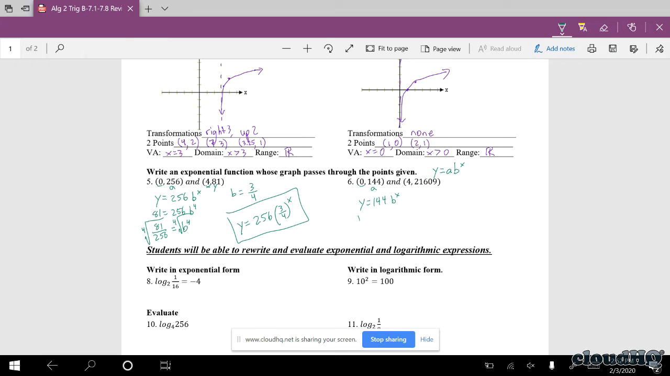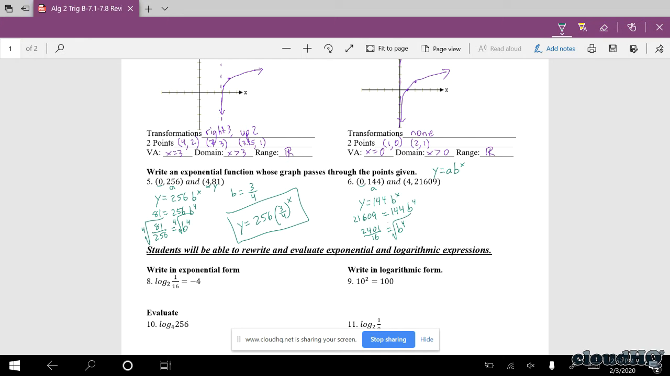So we plug in 21609 and 4. Divide away the 144. 21609 divided by 144. We can simplify that fraction. Actually simplifies to 2401 over 16.